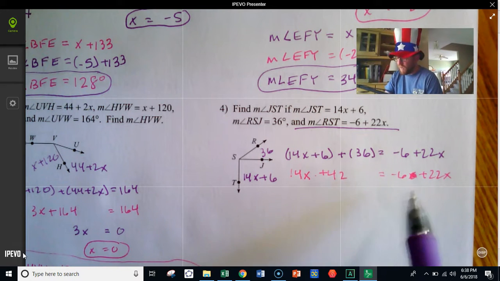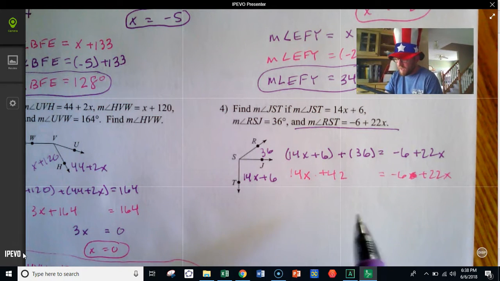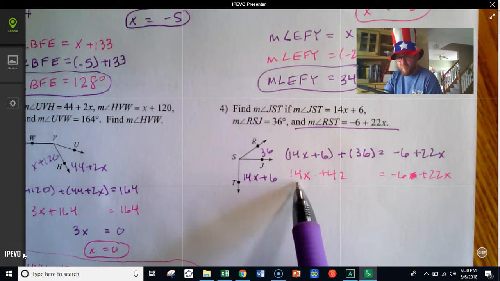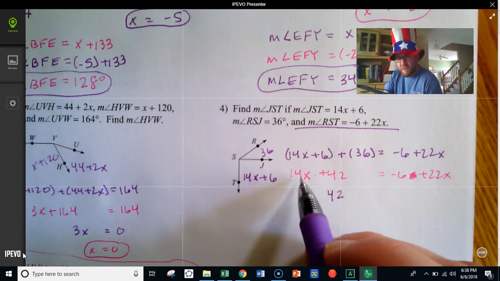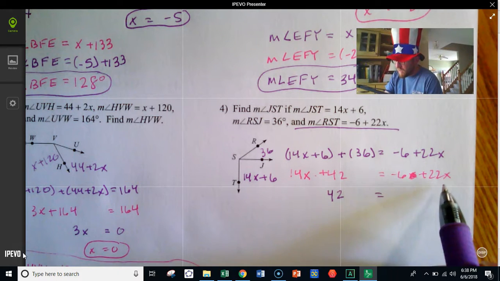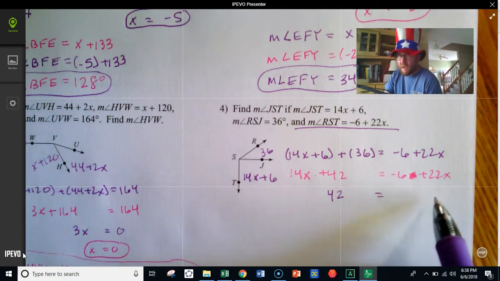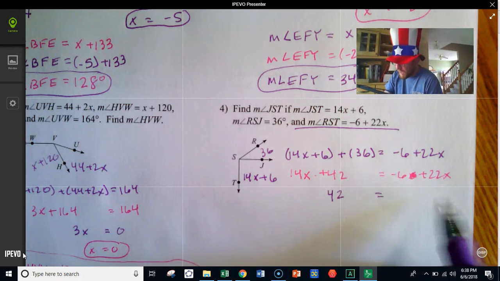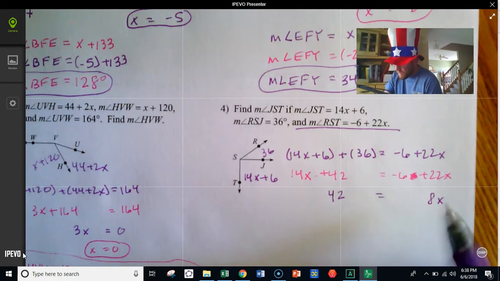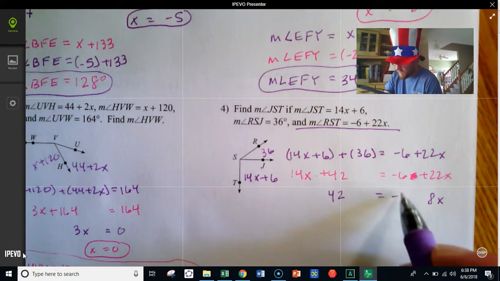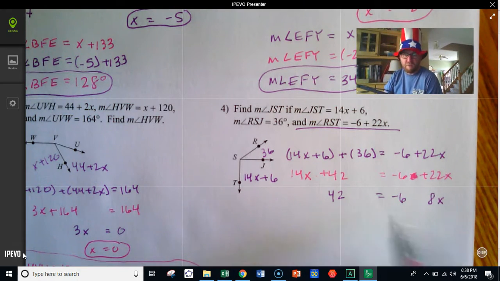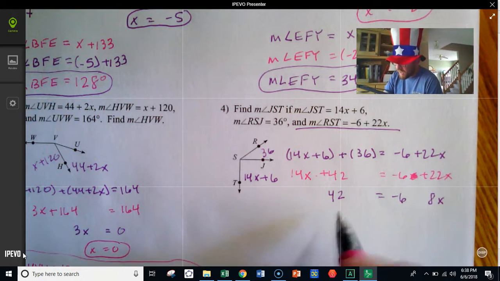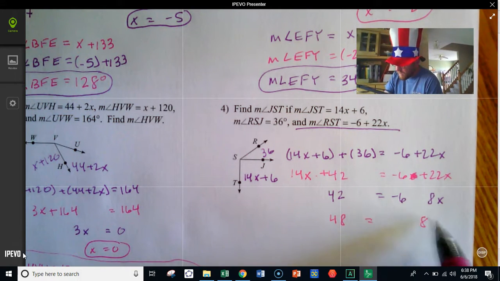Now, here I've got an equation with variables on both sides. So first thing I'm going to do is take away 14x from each side. So I take away the 14x from here, I have nothing left. Over here I take away the 14x, and I have 8x remaining. And I got this negative 6, which wasn't affected at all. Now I'm going to add 6 to both sides in order to get rid of this negative 6. And I'm going to have 48 equals 8x.